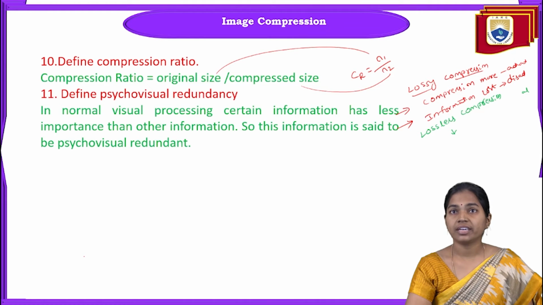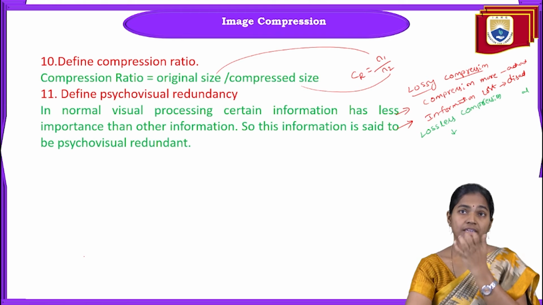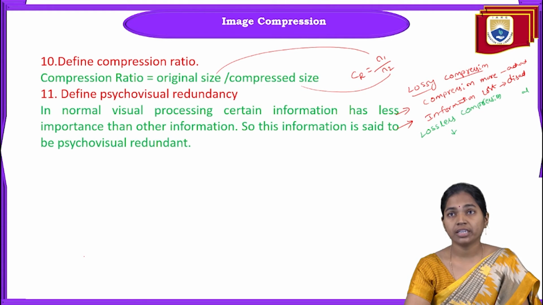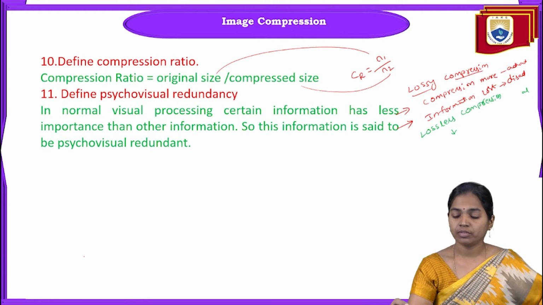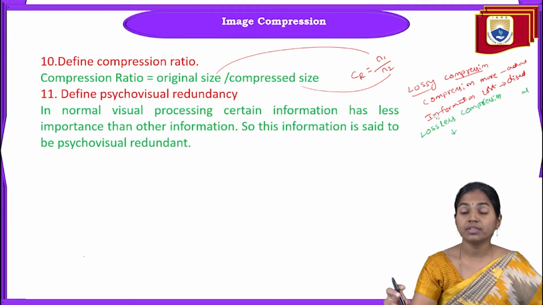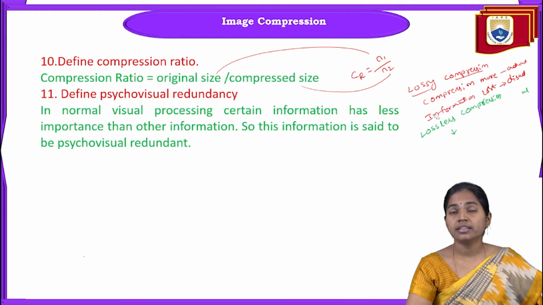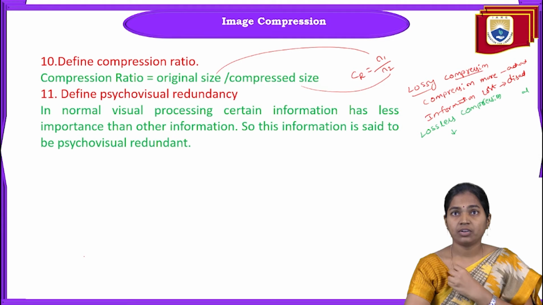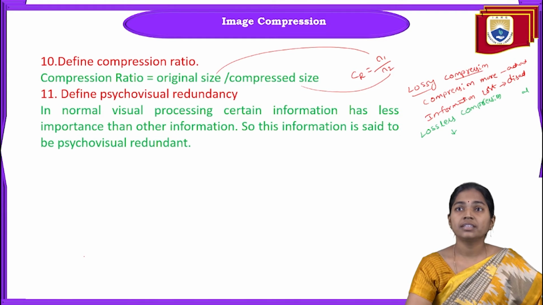Define psychovisual redundancy. This psychovisual redundancy is a lossy compression technique. We can't get back to our original information with the use of psychovisual redundancy. In normal visual processing, certain information has less importance than other information. So this information is said to be psychovisual redundant.